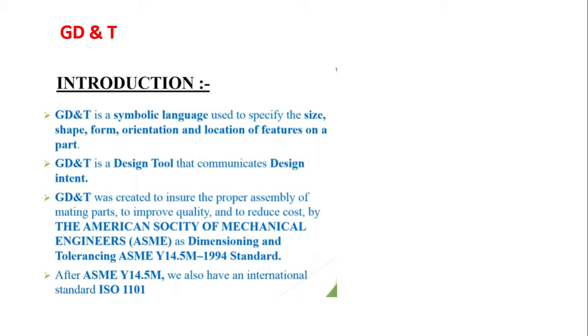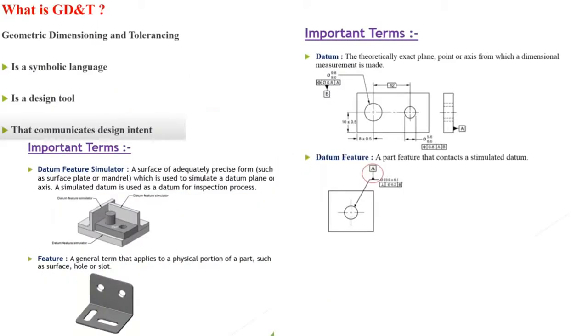Next, GD&T was created to ensure the proper assembly of mating parts, to improve quality and reduce cost, by referring to the American Society of Mechanical Engineers, ASME, for dimensioning and tolerancing. So we use the 1994 ASME Y14.5M standard. We also use the ISO 1101 standard with respect to GD&T. I forgot to mention that earlier, so I will mention it in later sessions.